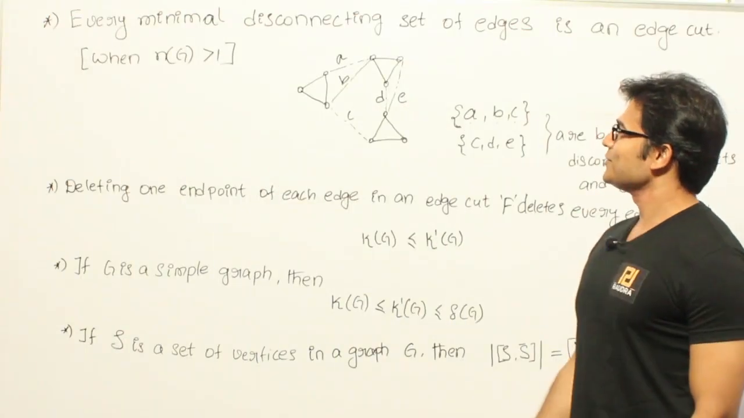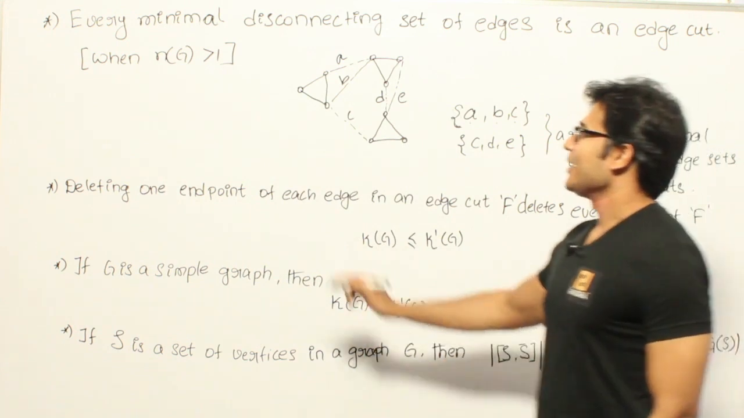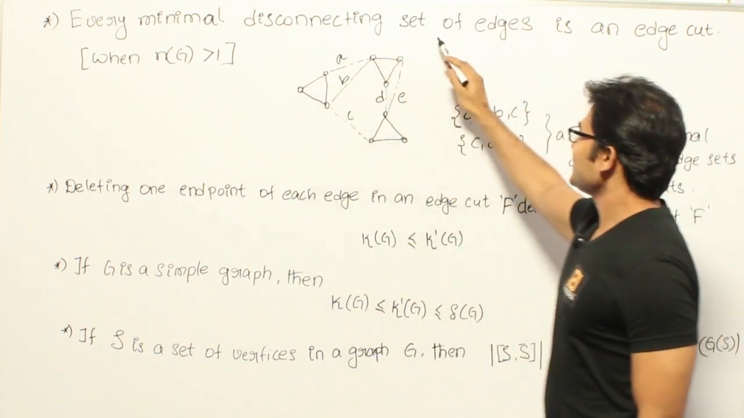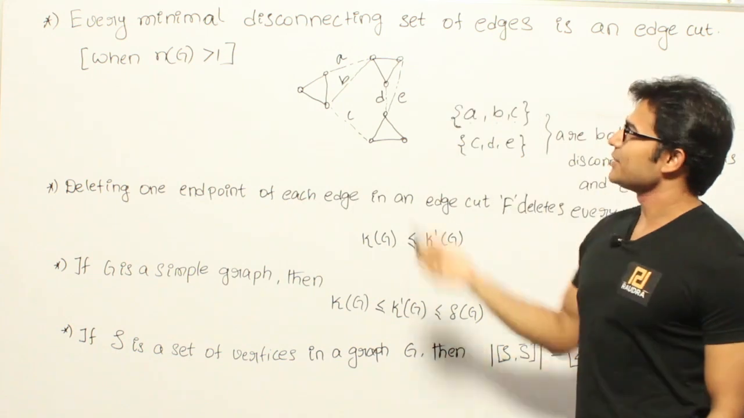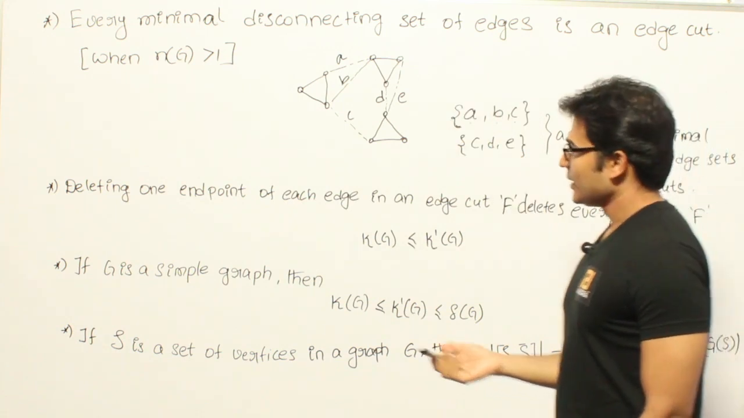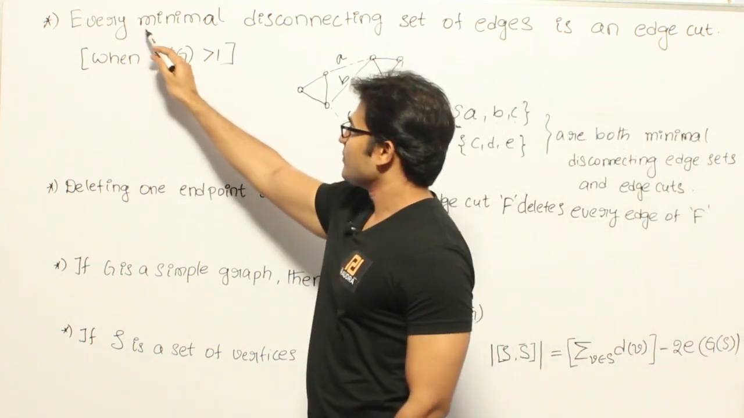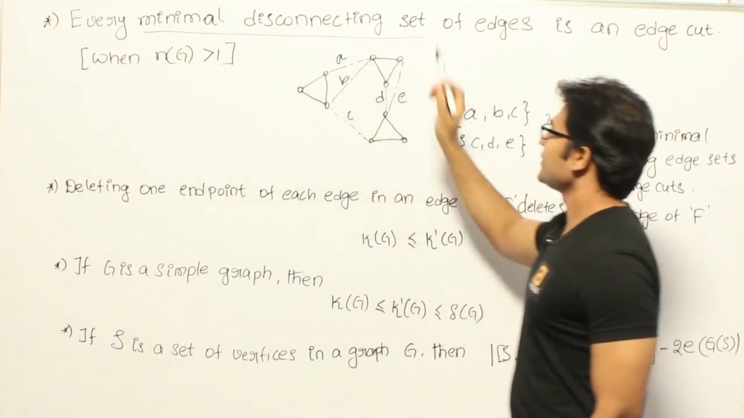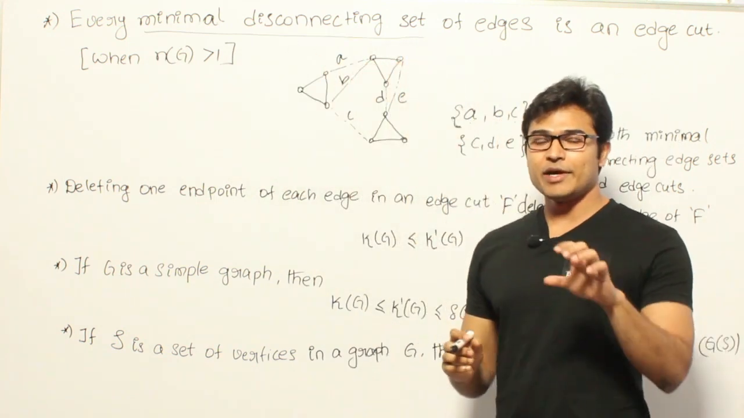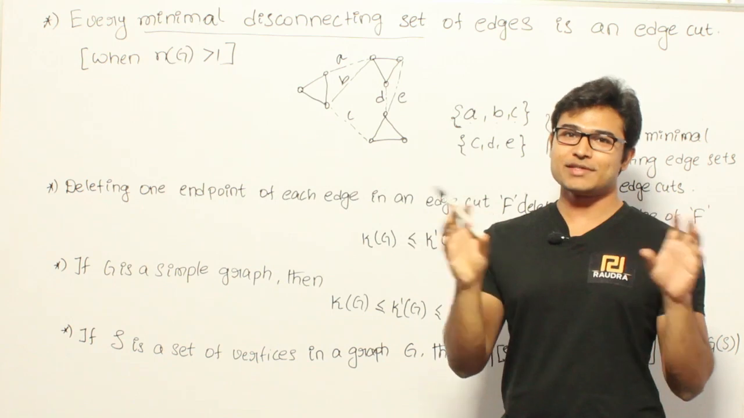Now let's see some more points on the edge cut. Every minimal disconnecting set of edges is an edge cut. So what is the meaning of it? Here they have used the words minimal disconnecting set. So what is the disconnecting set? By removing those edges, you should be able to disconnect the graph.